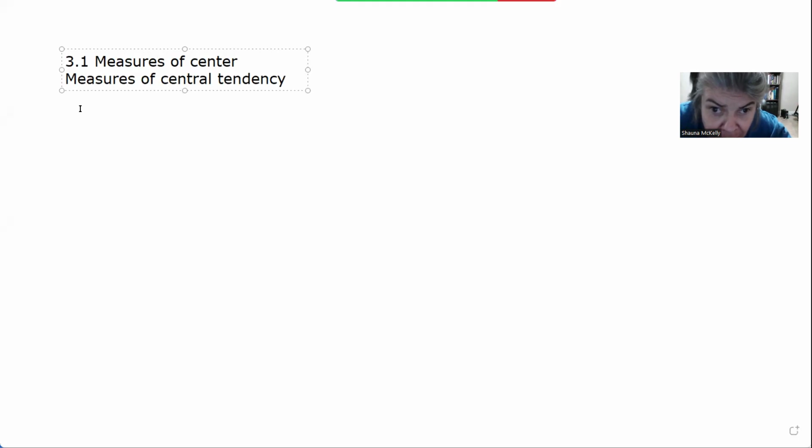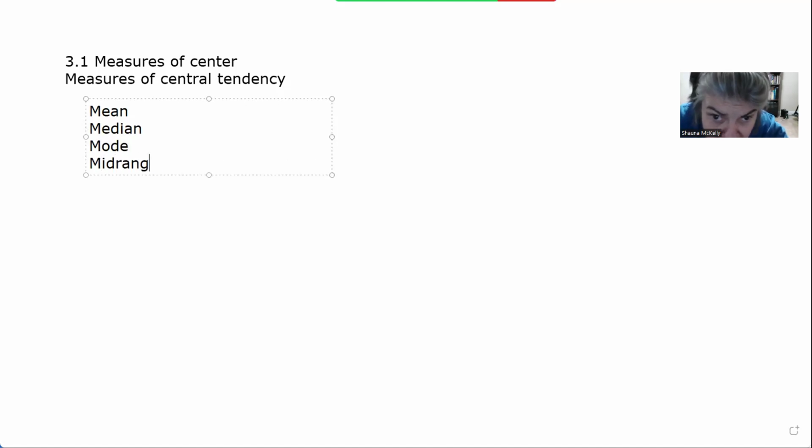Measures of central tendency are the mean, median, mode, and mid-range. There are others, but these are the ones that we typically go over. If you need help with what they actually are, go back to your notes or go back to the video and you can refer to that.